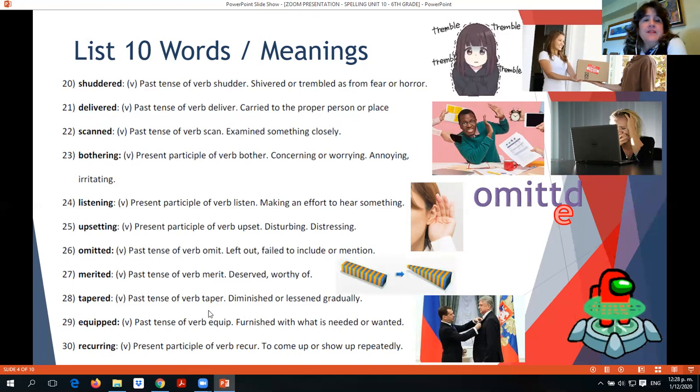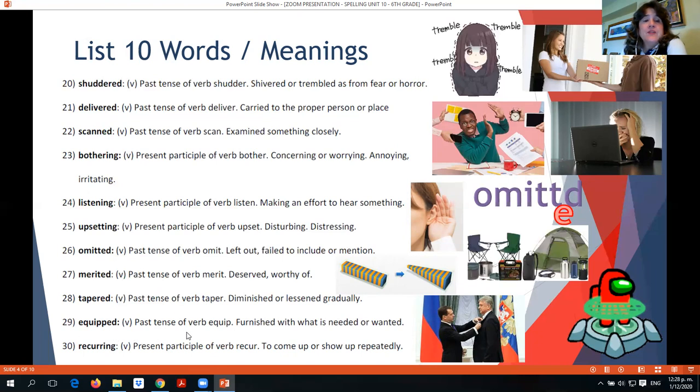Tapered is the past tense of the verb taper and means something that has diminished or lessened gradually. For example, this figure here that is straight, you can see it here now tapered because the height and its dimensions have been diminished gradually. Okay, this is a tapered figure.